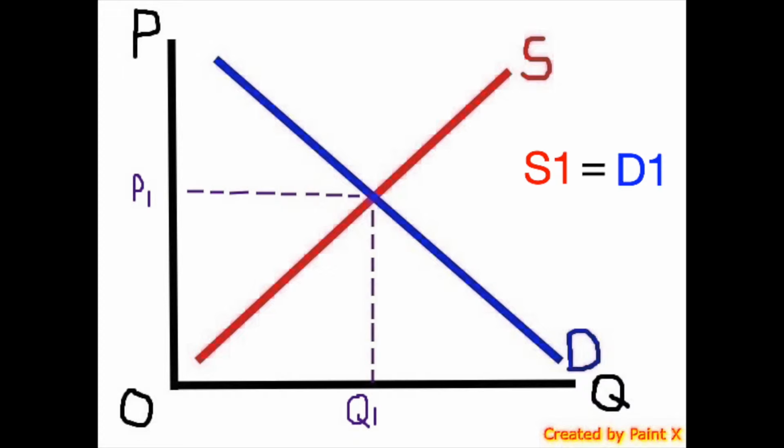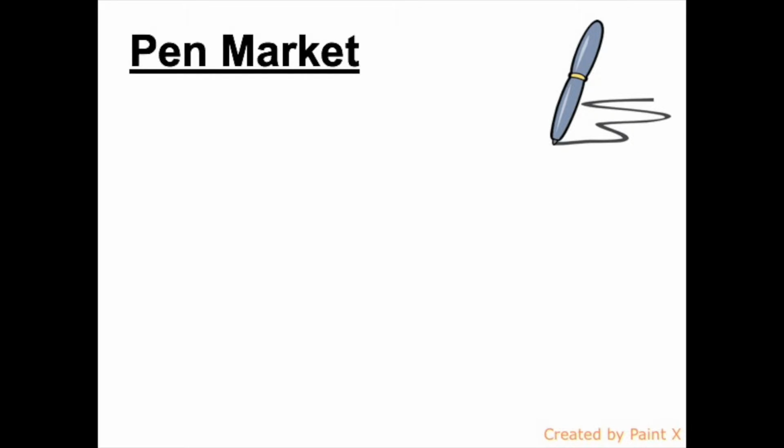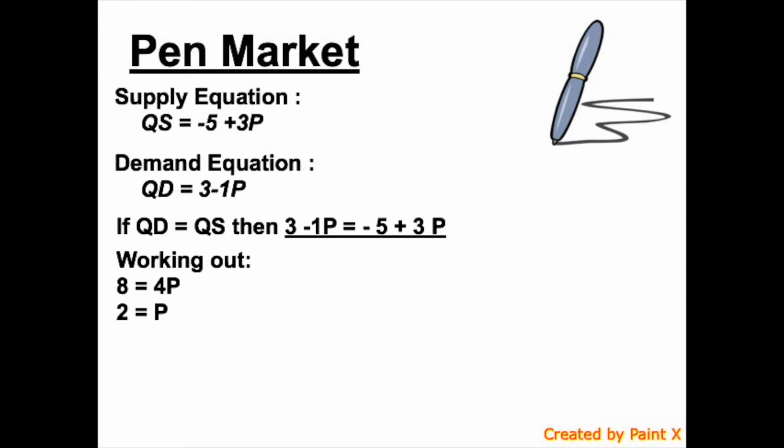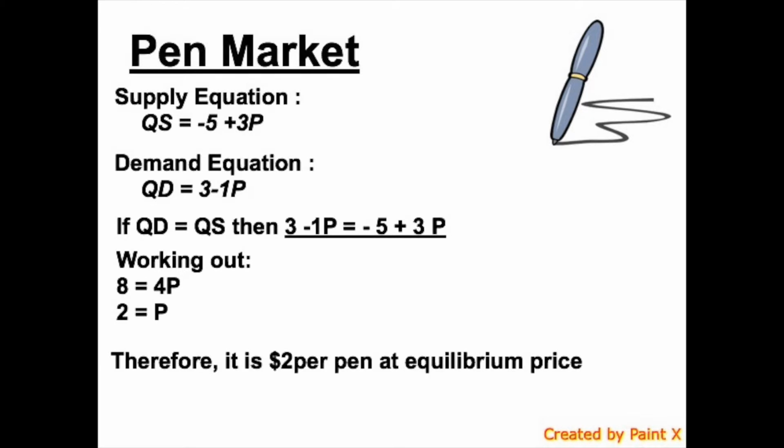For example, this can be applied to the market for pens in pure competition. If we know that the supply equation is minus 5 plus 3p, and the demand equation is 3 minus 1p, then since quantity demanded equals quantity supplied, we make both equations equal to each other, which becomes 3 minus p equals minus 5 plus 3p. We then solve this algebraically, hence it becomes 4p equals 8 and then p equals 2. Therefore, at equilibrium, the price is $2 per pen.